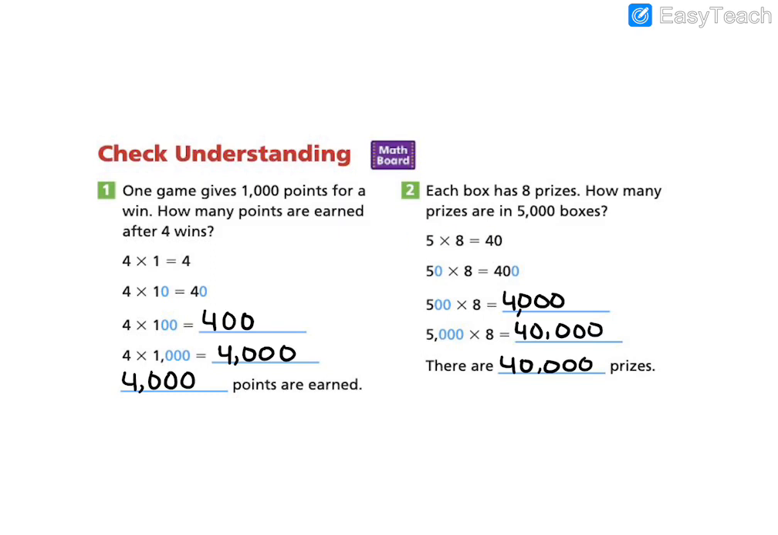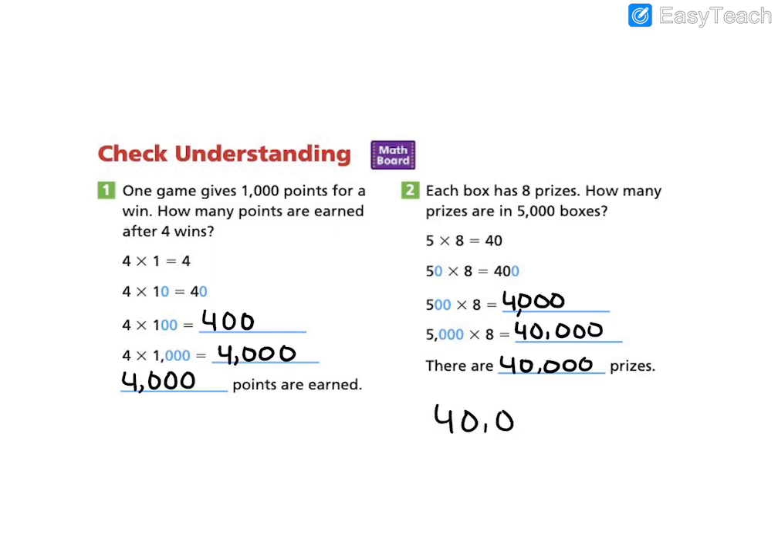5 times 8 is 40. 50 times 8 is 400. 500 times 8 is 4,000. 5,000 times 8 is 40,000. So if each box has 8 prizes, how many prizes are in 5,000 boxes? 40,000 prizes. Now I really want you to be aware of this number 40,000.